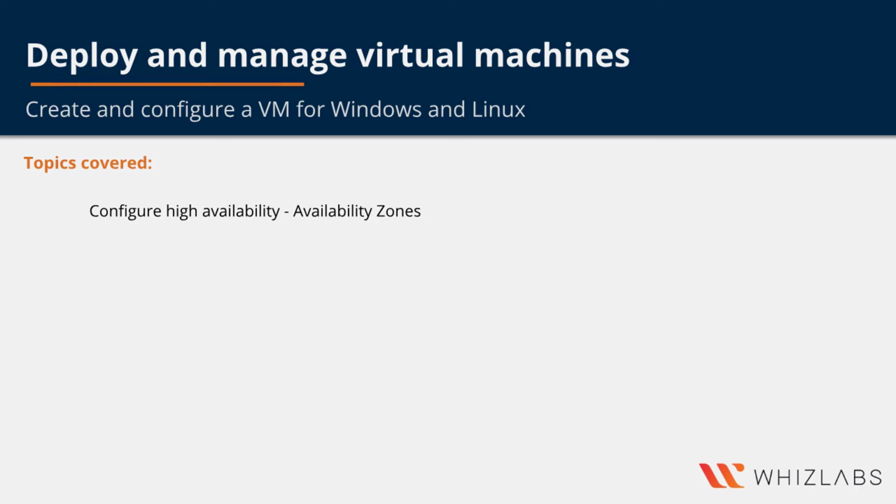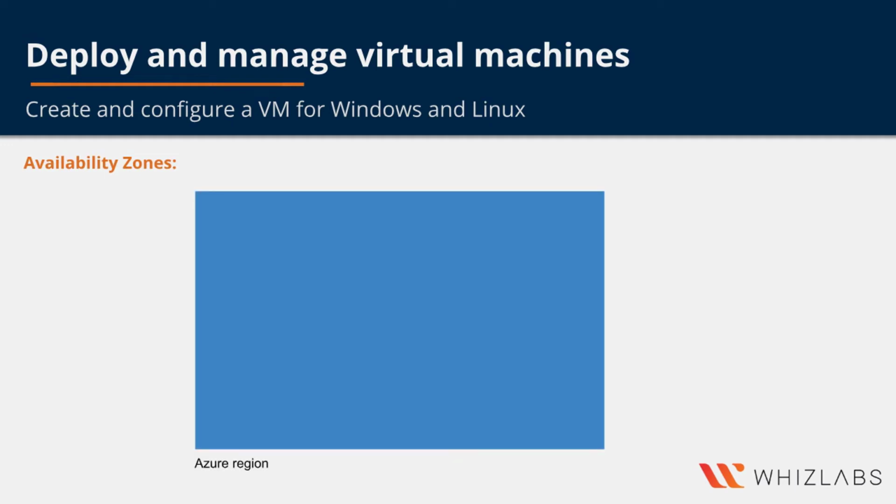Hello everyone. In this video, we will talk about configuring high availability for your virtual machines, but this time using availability zones. Availability zones, an alternative to availability sets, expand the level of control that you have to maintain the availability of the applications and data on your VM, and it protects your applications and data from data center level failures.